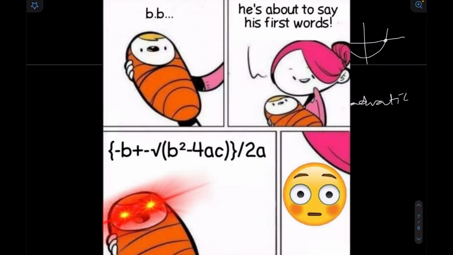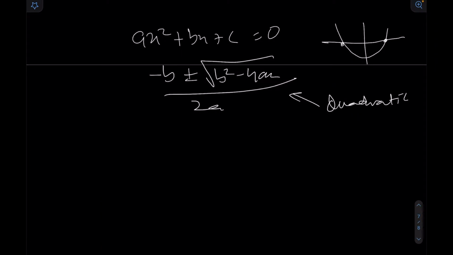Everyone knows this formula. It's the quadratic formula, right? Every other Asian kid that's born, the first thing that he utters out of his mouth is minus b plus or minus square root of b squared minus 4ac over 2a. But let's see why it actually makes sense. Why would just plugging stuff over here give us the x coordinate of these 2 points?